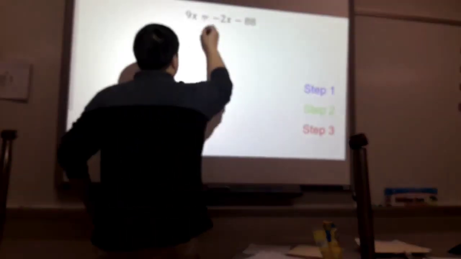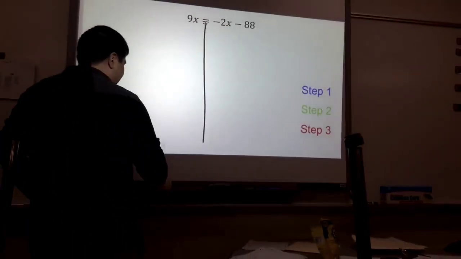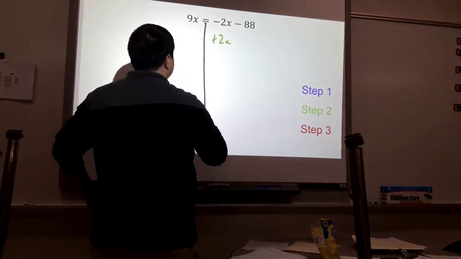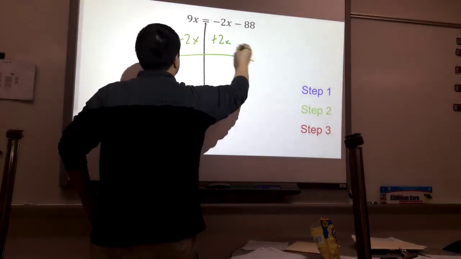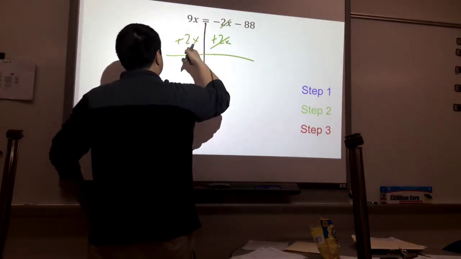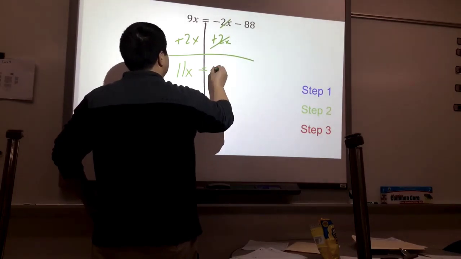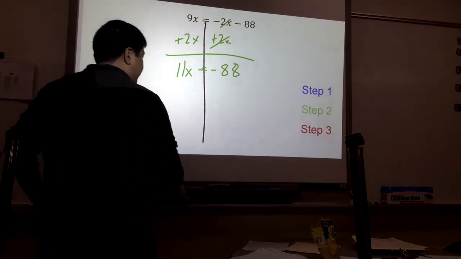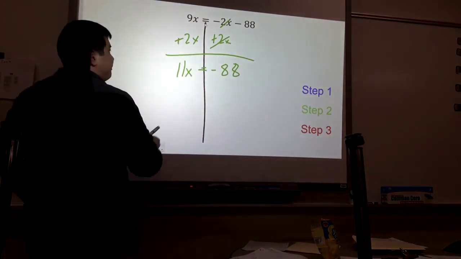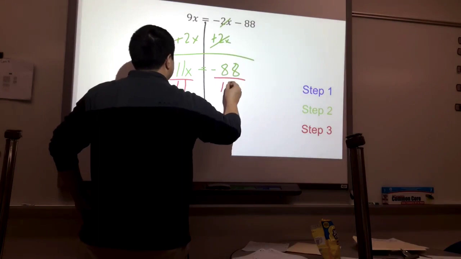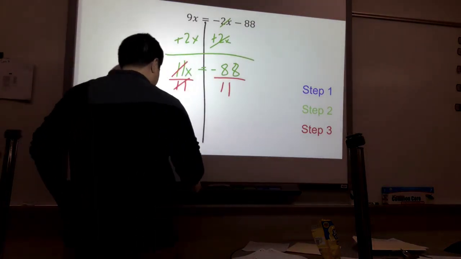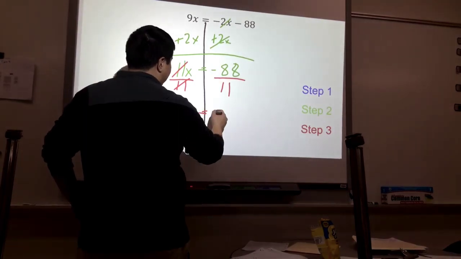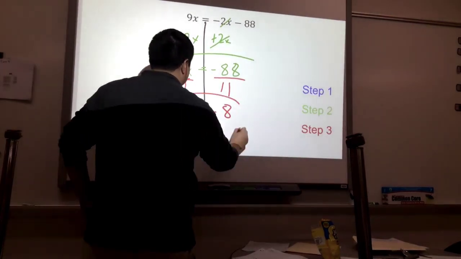Here, again, we have x's on both sides. We do not like that, so therefore we'll add 2x so that the negative 88 is by itself. Do that to both sides. These parts cancel out. We get 9x plus 2x, which is 11x, equals negative 88. We're done with step 2. Step 3. Divide both sides by 11. In order to get rid of this 11, we get x equals negative 88 divided by 11 is negative 8. And that is our final answer.